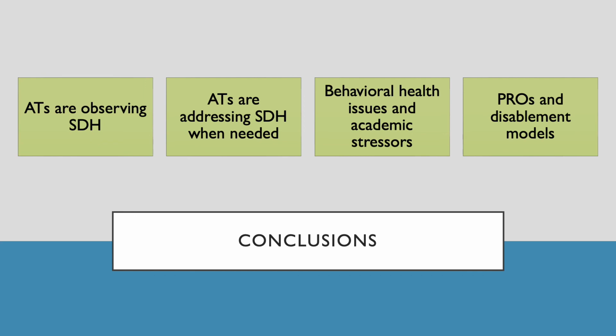It is particularly important that collegiate ATs are prepared to address behavioral health issues and academic stressors, as these were the most commonly observed social determinants of health in this study. This includes having mental health emergency action plans and policies and procedures that include resources that individuals can help student athletes dealing with these struggles. Athletic trainers should consider the integration of tools such as patient-reported outcome measures and disablement models to better assess and understand how various social determinants of health may be influencing their patients' overall health and well-being.